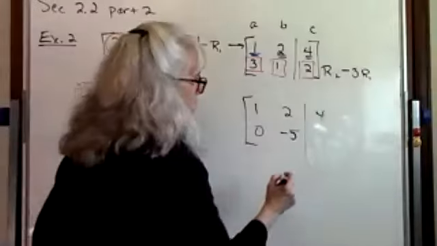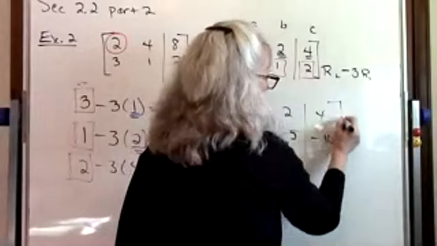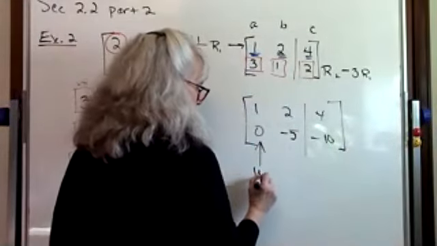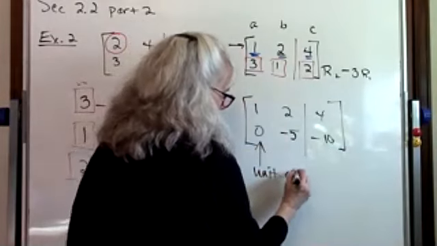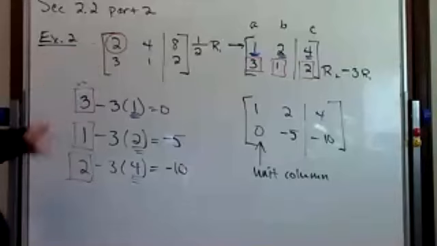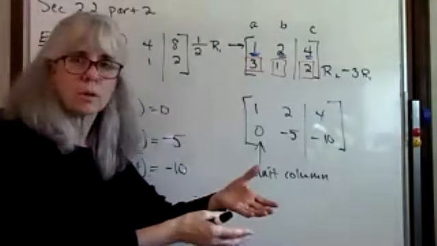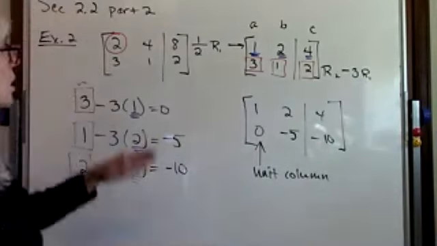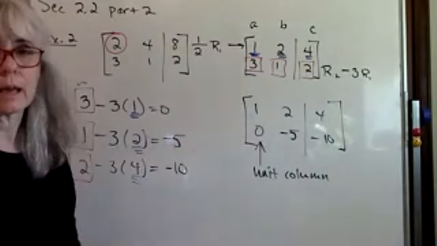Now, as far as this problem is done, we're done, because we have a unit column in the column they asked us to pivot about. Now we're not done with the entire problem if we were actually solving it, but as far as the directions on the homework go, we've done our pivoting and we are good to go on an answer.